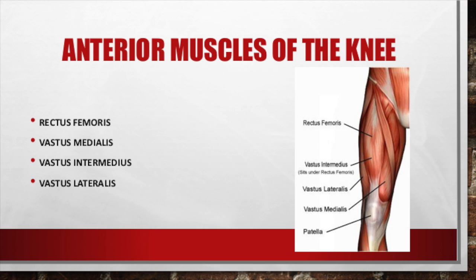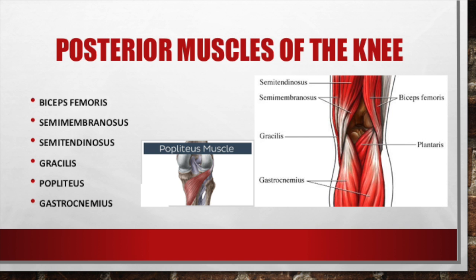Anterior muscles of the knee. The anterior muscles of the knee include the rectus femoris, vastus medialis, vastus intermedius, and vastus lateralis, which all combine to make the quadriceps group. Posterior muscles of the knee. The posterior muscles of the knee include biceps femoris, semimembranosus, semitendinosus, which together make the hamstrings group, the gracilis, the popliteus, and the gastrocnemius.